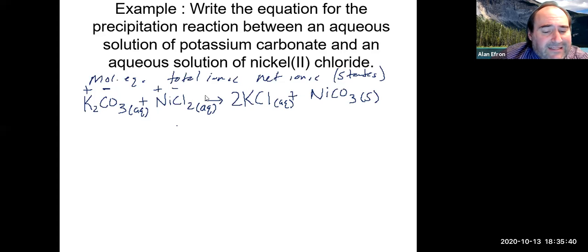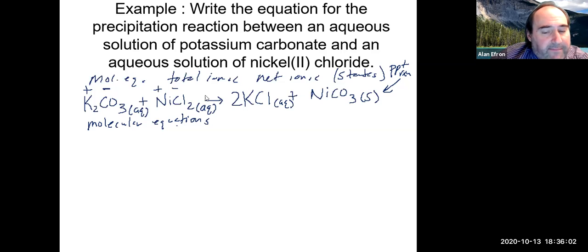So this again is a double displacement reaction. It could also be classified as a precipitation reaction because we obviously made a solid or a precipitate here. This would represent the balanced molecular equation. Any questions on that part of it there?